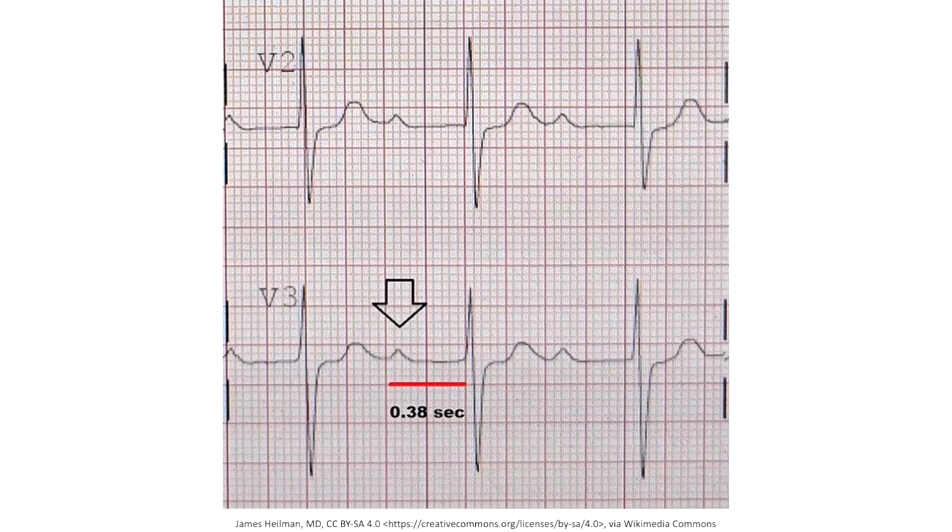This is what ECG looks like in first-degree AV block. Please note the prolonged PR interval of 0.38 seconds or 380 milliseconds. Normally, the PR interval should not be more than 0.2 seconds or 200 milliseconds.